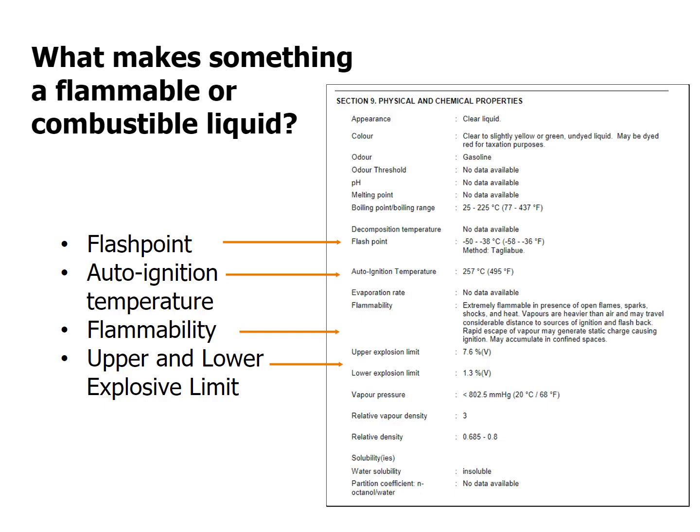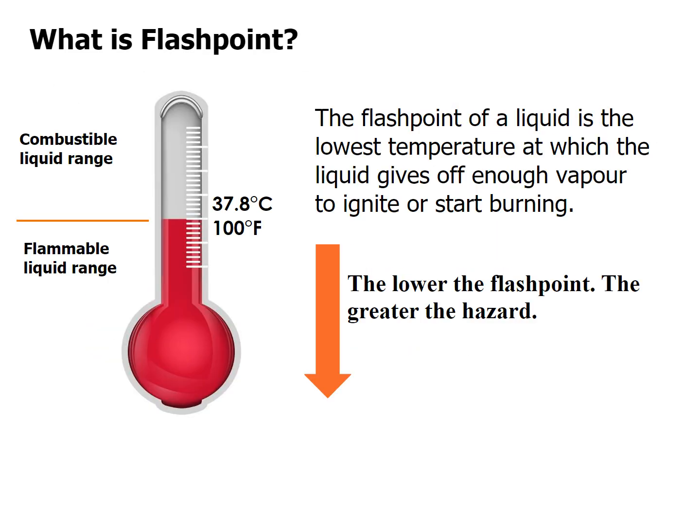Section 9 details the physical and chemical properties of a product, and this section is important in determining if a product is a flammable or combustible liquid. Physical properties to look at include flash point, auto-ignition temperature, flammability, and upper and lower explosive limit. The flash point of a liquid is the lowest temperature at which the liquid gives off enough vapor to ignite or start burning. The lower the flash point, the greater the hazard.